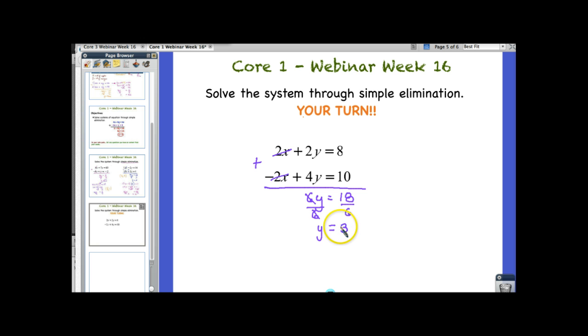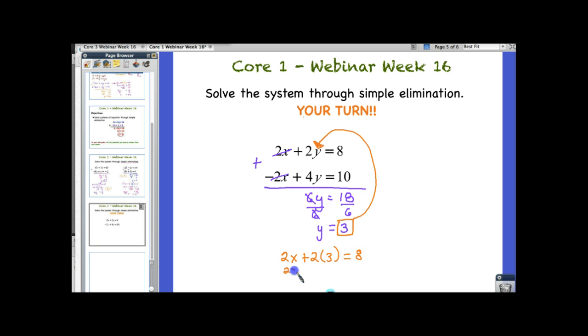Okay, so now we're going to figure out our x. So to figure out our x, all we have to do is take this 3 right here and substitute it in for one of our y's. So I'll just replace this top y here with 3, and then I'm going to solve. So I have 2x plus 2, and I'm replacing the y with 3, equals 8.